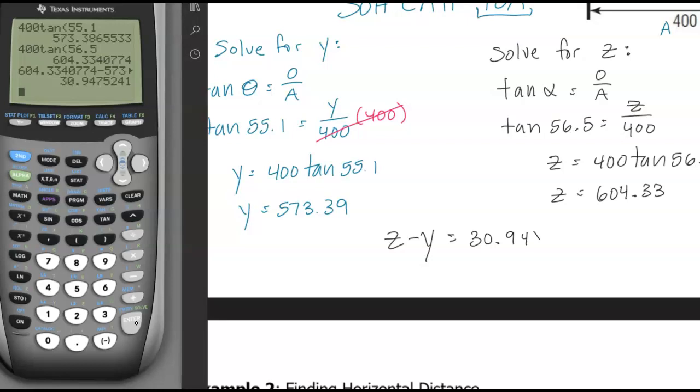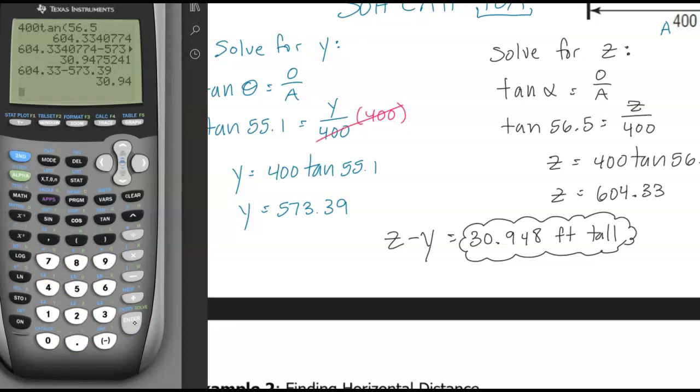And we get the most accurate answer possible, 30.948 feet tall. That's the height of the statue. And I just wanted to show you, if I had typed in 604.33 minus 573.39, I would have been incorrect. MathXL would have marked this wrong. Because if I was rounding to the hundredths place, that 4 should have been a 5. So I would have been incorrect.